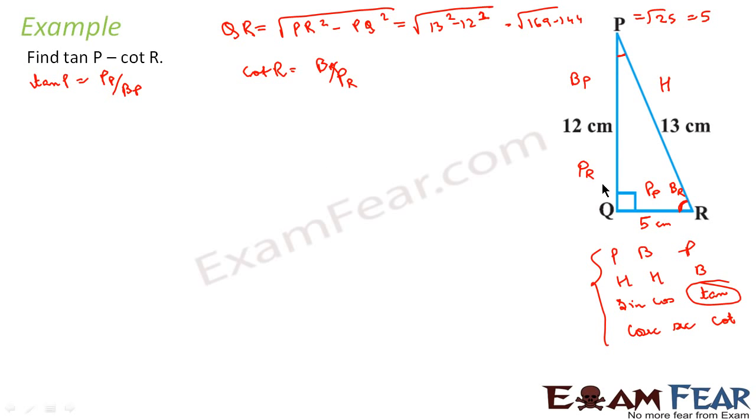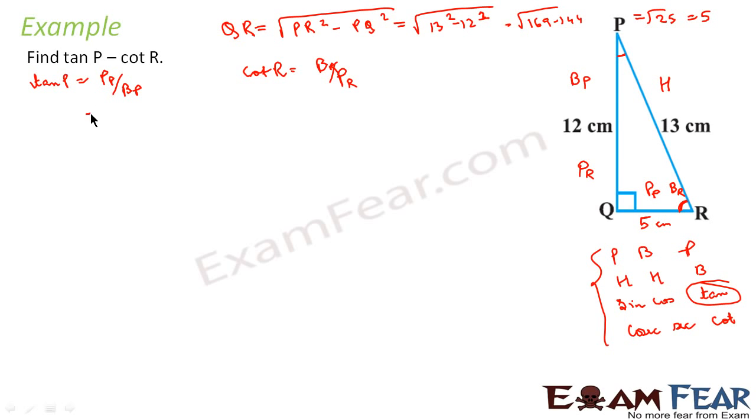So PQ is both the base for P and the perpendicular for R, and QR is both the perpendicular for P and the base for R. When P is the frame of reference, QR is the perpendicular and PQ is the base. When R is the frame of reference, PQ is the perpendicular and QR is the base.